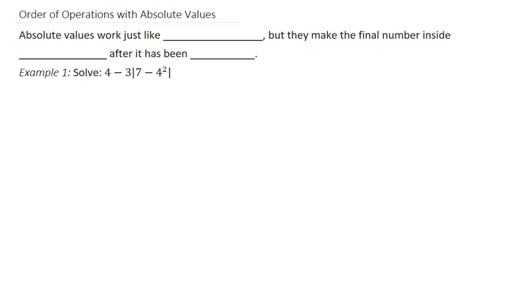Order of operations with absolute values. Absolute values work just like parentheses, but they make the final number inside positive after it has been solved. So let's go over this.